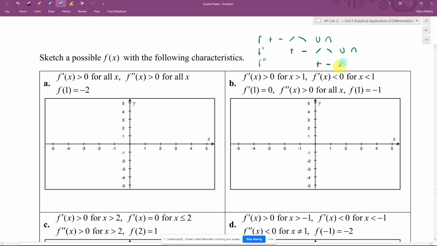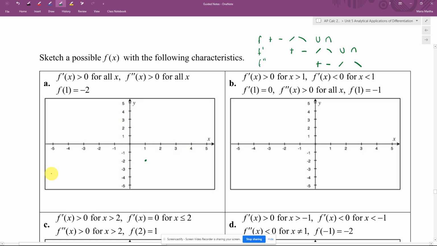Okay, here it goes. So here f prime is positive, right? If f prime is positive, that means f is increasing for all x. So we're looking at a graph that's always increasing, right? It always has a positive slope. And then f double prime is greater than 0. So that means f is also concave up. And we are given a point, so we're going to plot that point first. We've got to make sure that our graph goes through there.